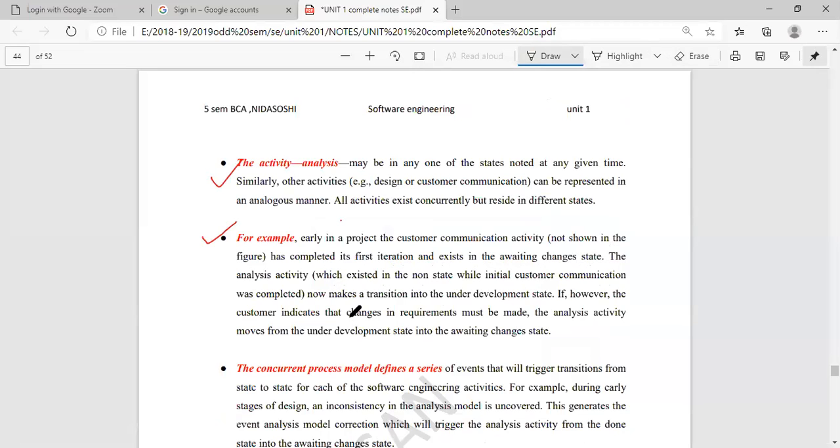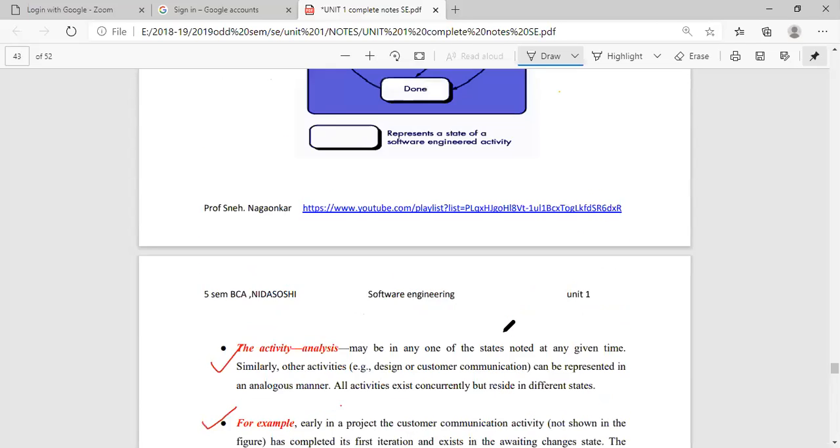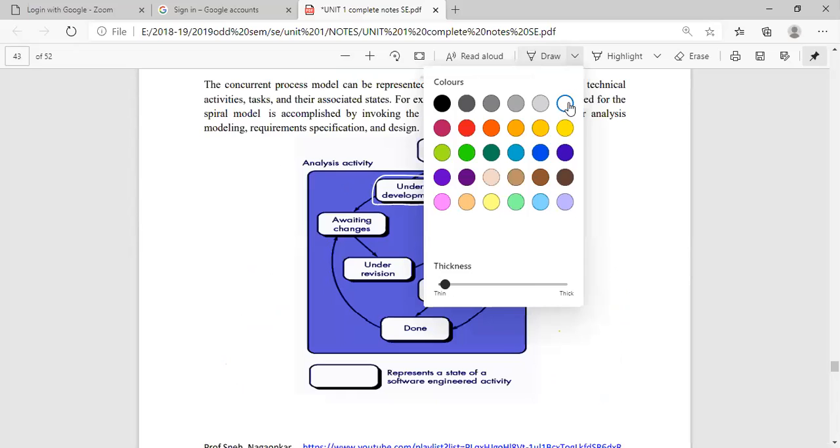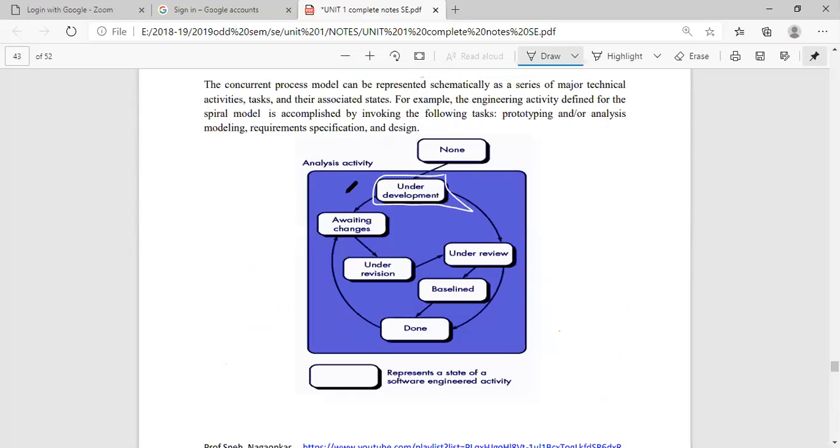If however the customer indicates that changes in requirements must be made, the analysis activity moves from under development state into awaiting changes state. So I will brief it. What does that example mean? Suppose in activity analysis, we went to our customer. The customer provided us with a set of information. Then after providing the set of information, we went for the development. It means that module 1 is under development now.